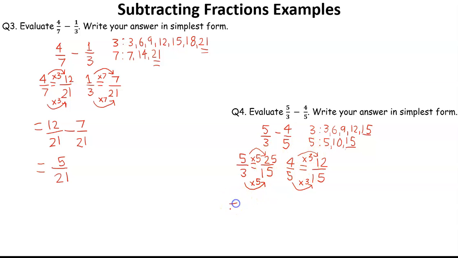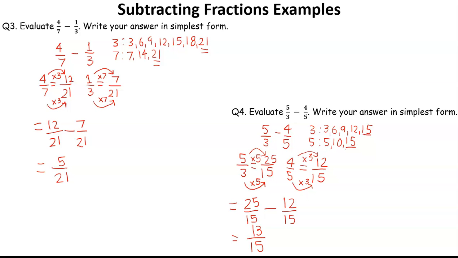So I'm going to write my calculation out again. I've got 25 over 15, which is equivalent to 5 over 3, minus 12 over 15, which is equivalent to 4/5. Let's go ahead and do this calculation. I know that my denominator is going to stay the same, 15, because it's common. 25 take away 12 is 13. Can I simplify this any further? No. So 13/15 is my final answer.